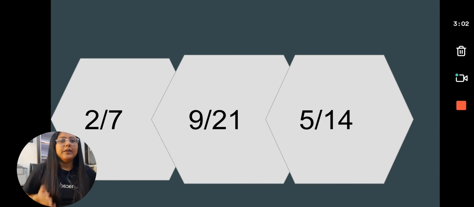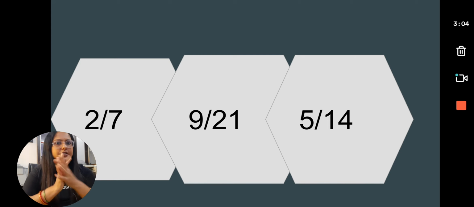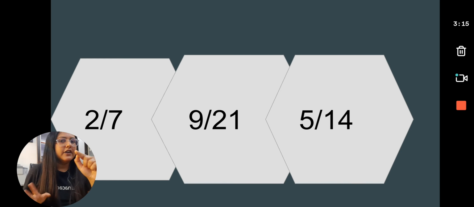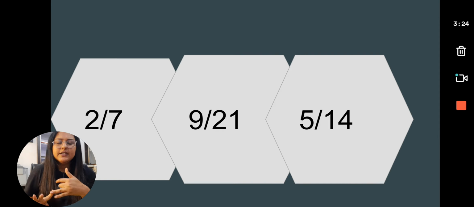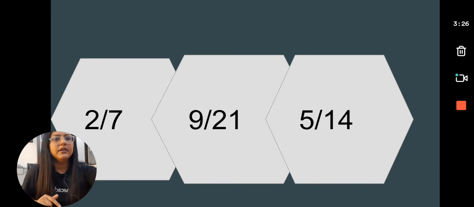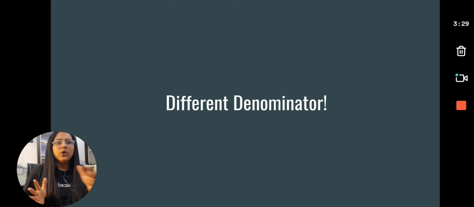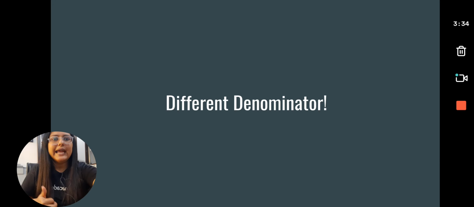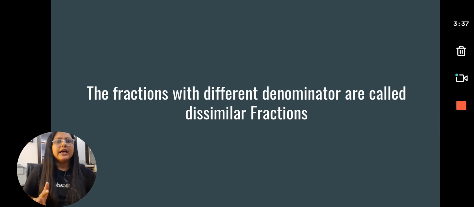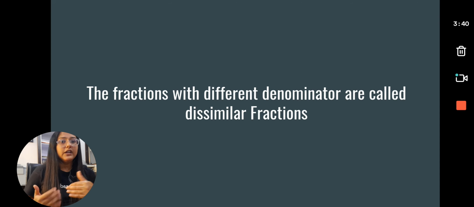Fine. The second type, let's see the three fractions which are now on your screens. What do you observe, what do you notice? You notice that all the numerators and denominators are different. In the first one, that is 2 by 7, the second one 9 by 21, in the third one 5 by 14. In the first, 7 is the denominator, in the second 21 is the denominator, in the third one 14 is the denominator. So all three fractions have different denominators. Under what category do we put this type of fraction? This type of fraction is called dissimilar fractions, with different denominators.